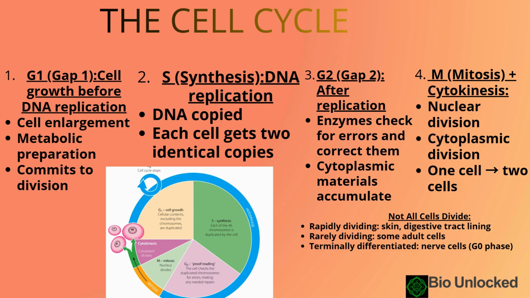Now, not all cells continue cyclical division. Cells that need frequent replacement, like skin cells and digestive tract lining, divide rapidly. Some adult cells don't divide frequently, others, like nerve cells, may last a lifetime. They are terminally differentiated in the G0 phase and only re-enter under special circumstances.